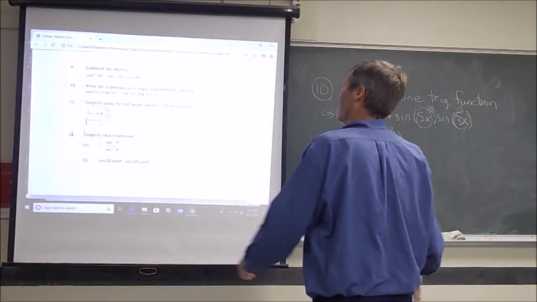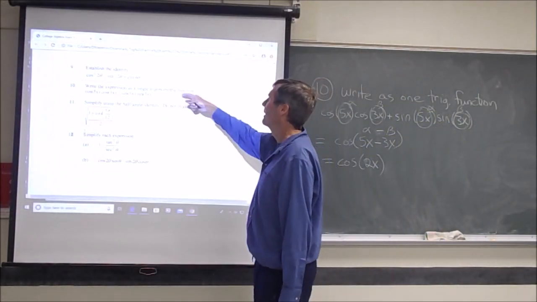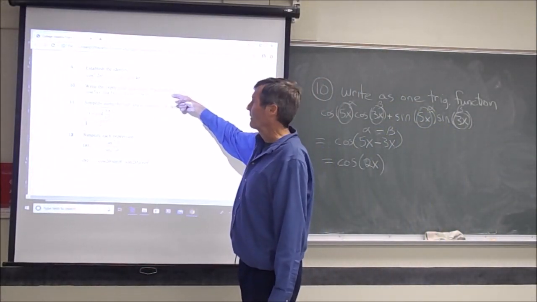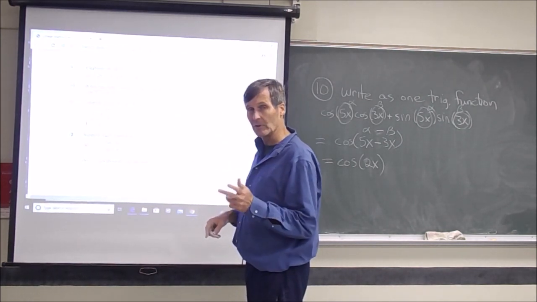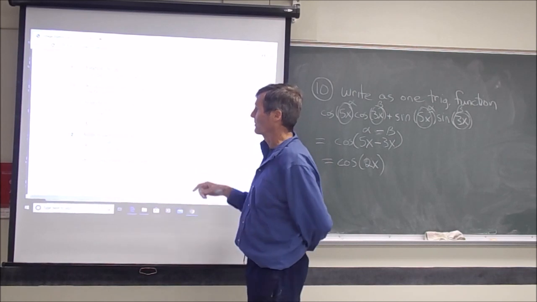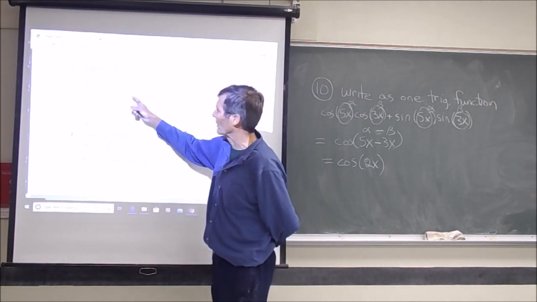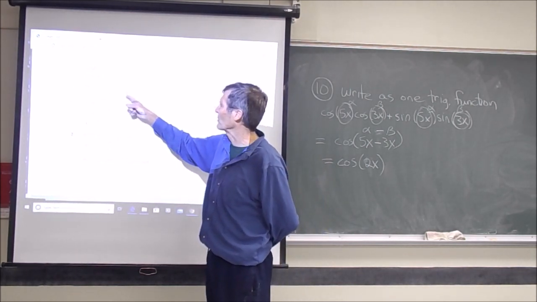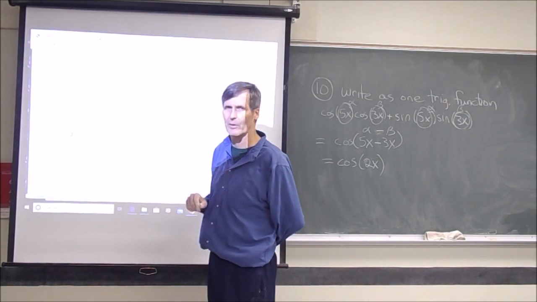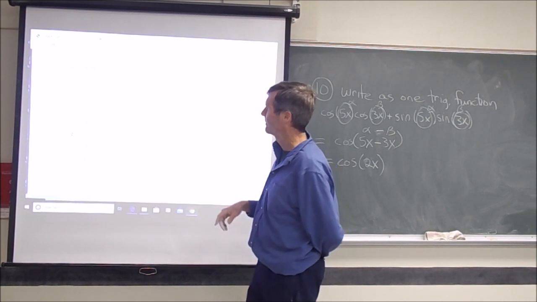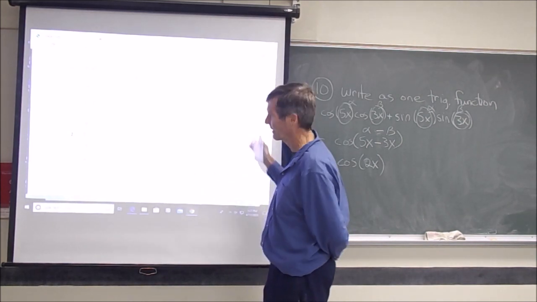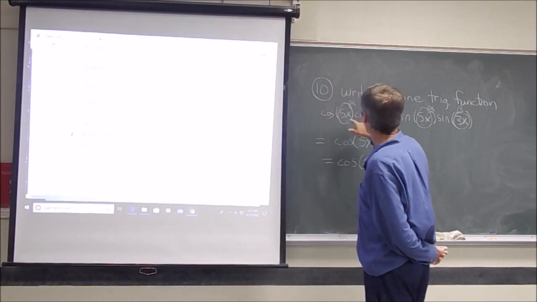Let's try number 10 now, coming back. This one, when I say write it as a single trig function, this is one of the reasons you want to memorize those trig identities, because this looks like one of them. Cosine, cosine plus sine, sine. Where have I seen that before? I call it the looks like a duck rule. Waddles like a duck, quacks like a duck, must be a duck. All right, so what does that look like?